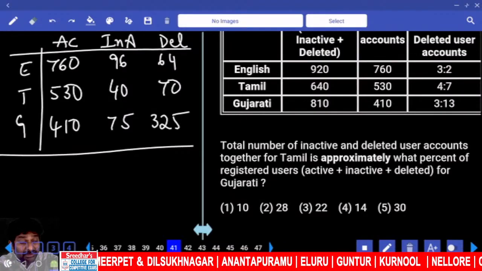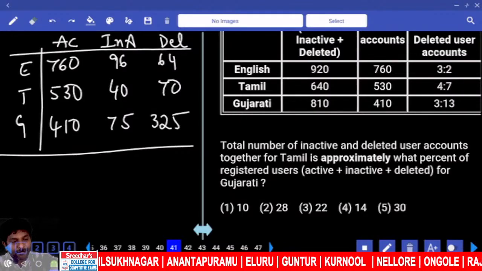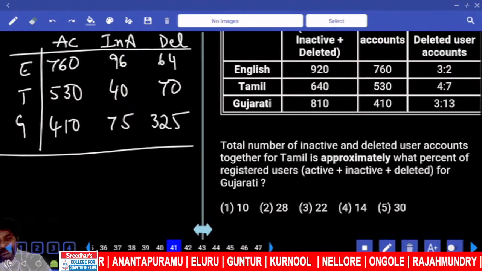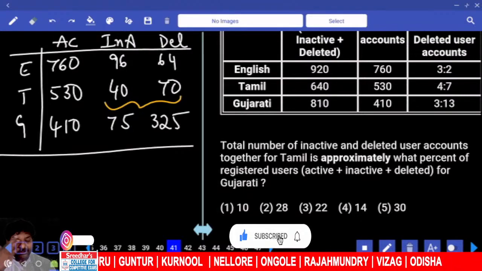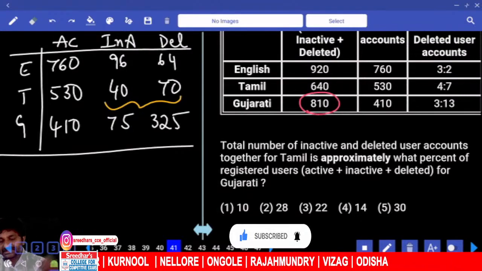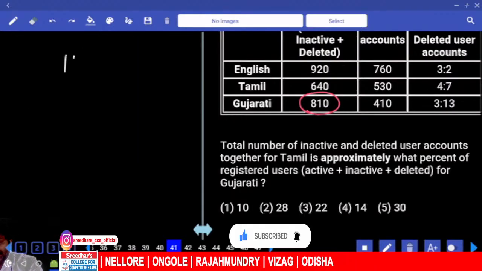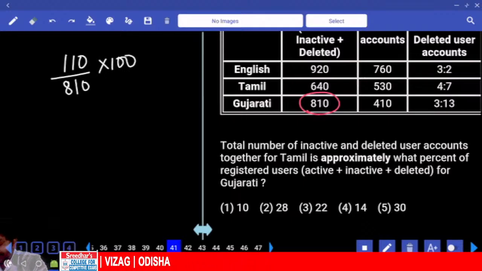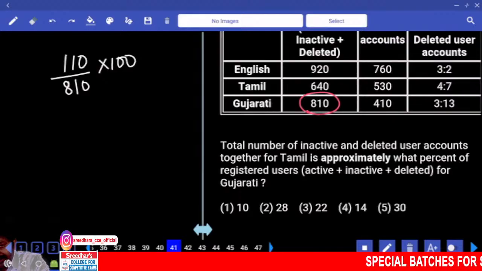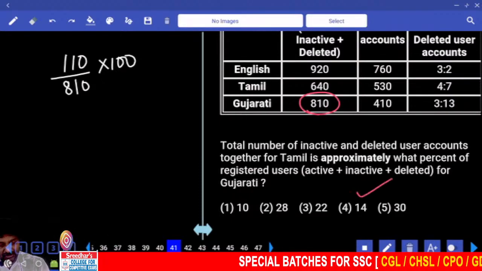Total number of inactive and deleted user accounts together for Tamil. Inactive and deleted, both put together, 110. Is approximately what percent of registered users for Gujarati? Gujarati registered users are 810. So 110 is what percentage of 810, percentage into 100, correct? What is 10% of the denominator? Numerator is more than that. What is 20%? Numerator is less than 20%. Answer must be more than 10. There is only one option.